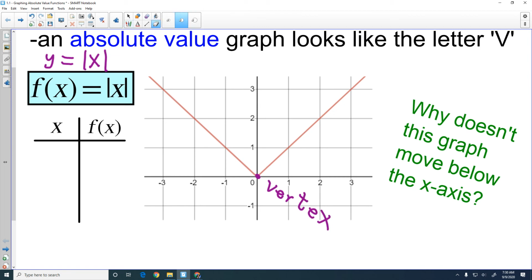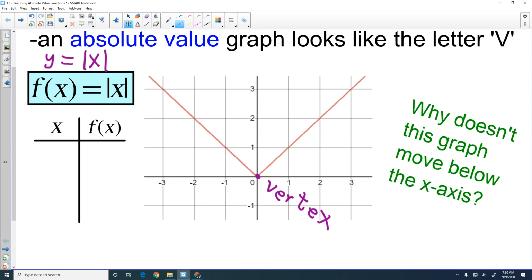V-E-R-T-E-X. And that's kind of like our main focus, our main point of the graph. That's the key starting point, the vertex. And that's the nook or the corner of the graph. And by default, this graph will always have a vertex at 0, 0, which is the origin. It's a great starting place.